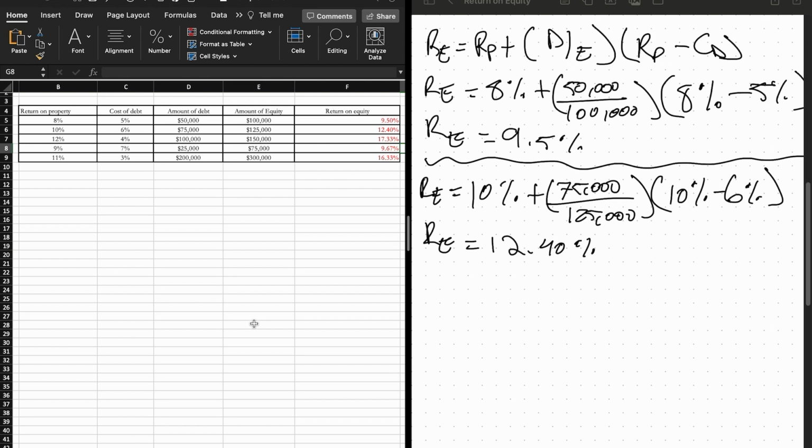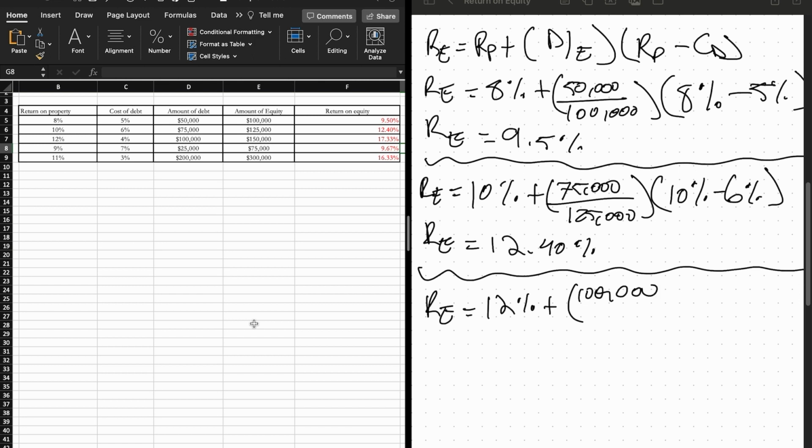Let's go to the third one. We have a return on property of 12% plus a debt to equity ratio of $100,000 to $150,000. The return on the property was 12% and the cost of debt was 4%. For a return on equity of 17.33%.